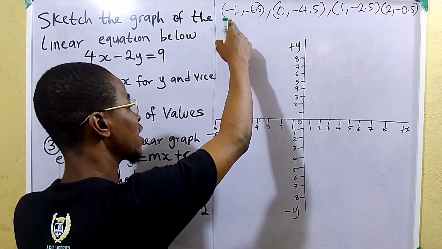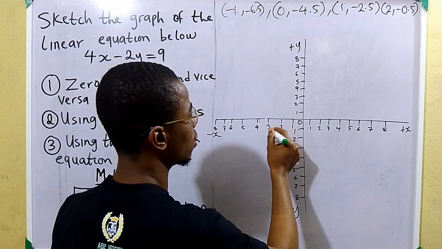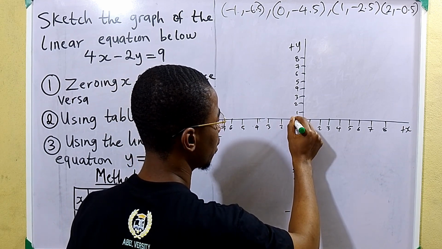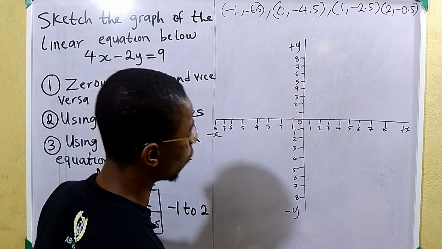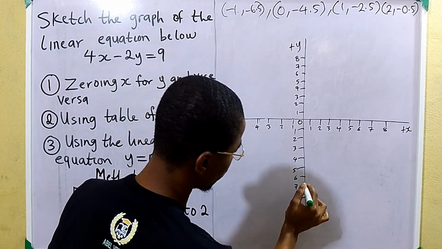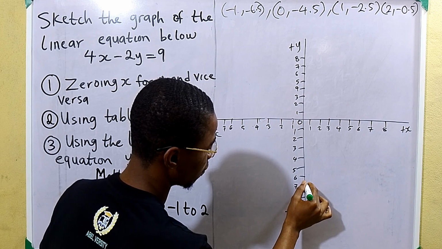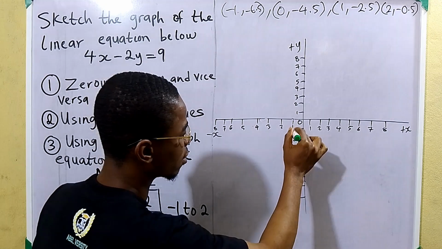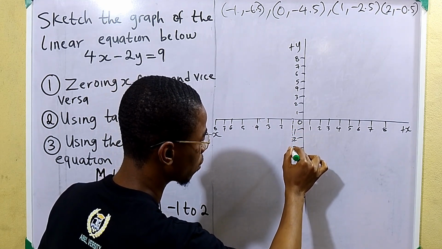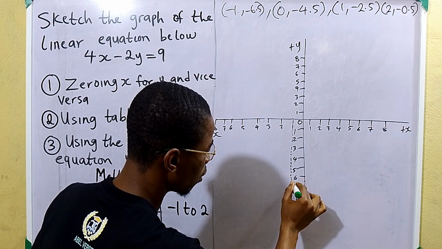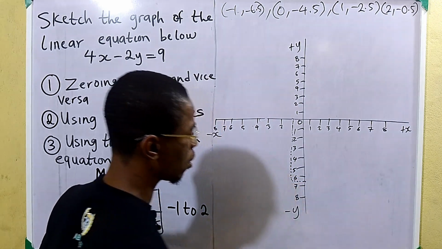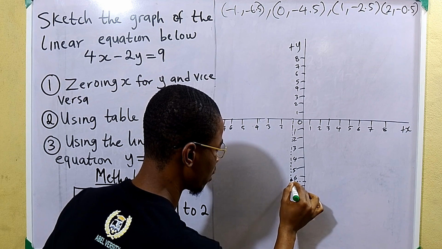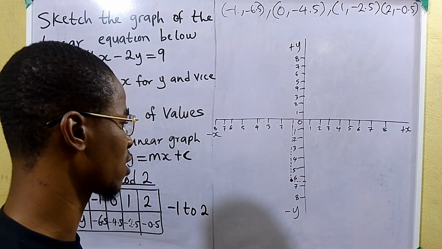So if we have x as minus 1, we should look along this direction. This is our minus 1 here. Then our y is minus 6.5. That will be around here. So all we have to do is to trace this minus 1 to meet up with minus 6.5. That will give us point 1. That's our point 1 here.